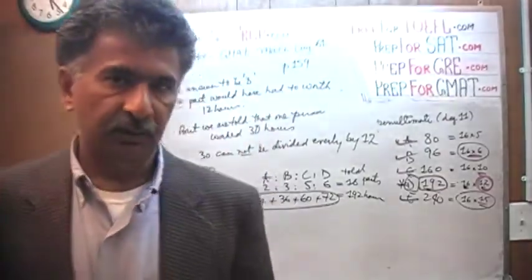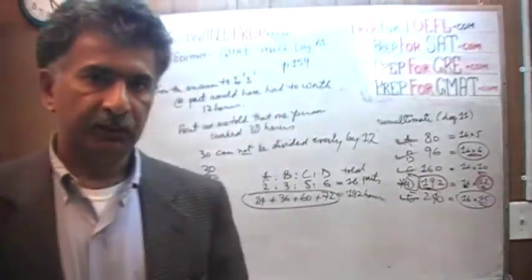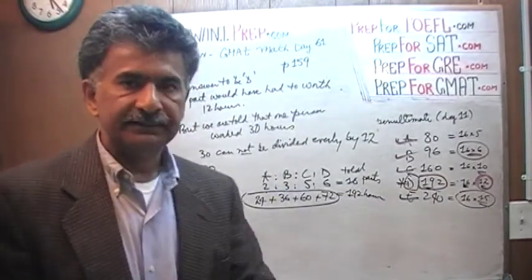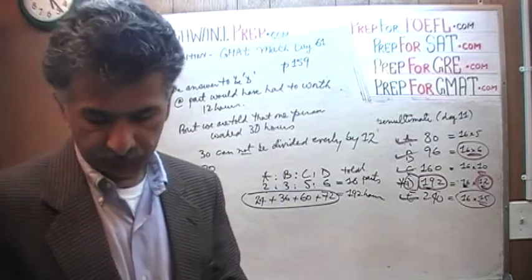So it is impossible for the total number of hours to be 192, because 192 gives us a multiple of 12, and 30 does not divide evenly by 12. And that's what the answer is.